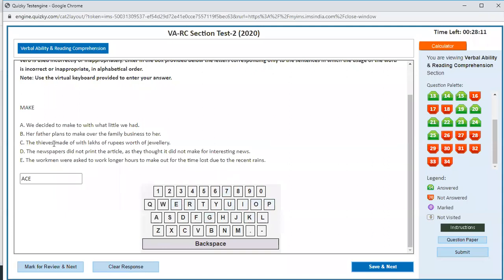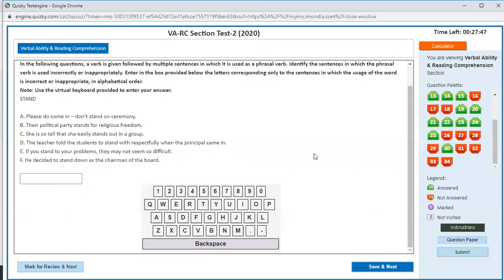Let's go to B again. Her father plans to make over the family business to her. Make over the family business. But अगर ये phrasal verb make कहीं पे use करना है sentence में, तो make over की जगह कुछ और भी अगर मैं डालूं, तो it doesn't make sense. Right? Make up भी नहीं हो सकता, make to भी नहीं हो सकता, make off भी नहीं हो सकता. So make over has to be correct. Right? Okay. Little dicey about B, but I'll mark it and move ahead. Not waste much time.